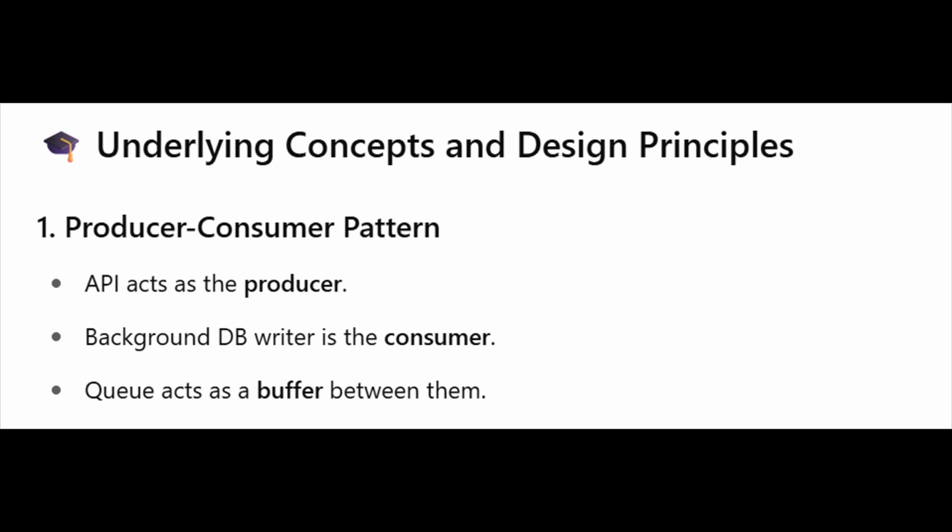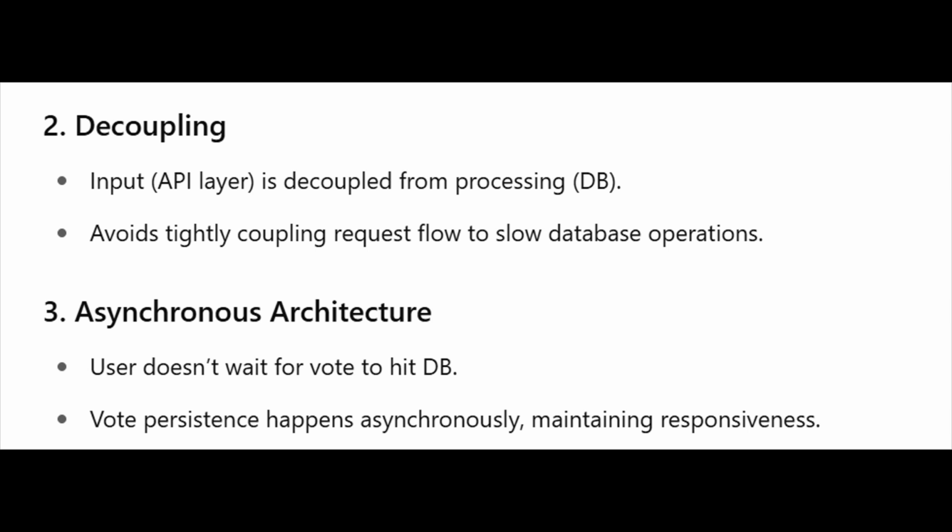Underlying concepts and design principles. 1. Producer-consumer pattern. The API acts as the producer. The background DB writer is the consumer. The queue acts as a buffer between them. 2. Decoupling. Input, the API layer, is decoupled from processing, the DB. This avoids tightly coupling request flow to slow database operations. 3. Asynchronous architecture. The user doesn't wait for the vote to hit the DB. Vote persistence happens asynchronously, maintaining responsiveness.